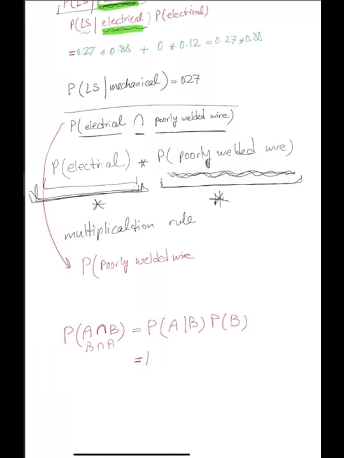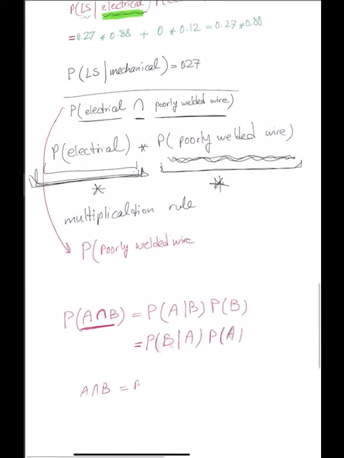I can also write this as probability of B conditioned on A multiplied by probability of A, right? Yes. So probability of A and B and B and A, they're the same. A and B is the same thing as B and A. A union B is the same thing as B union A. So just keep that in mind as a side note.